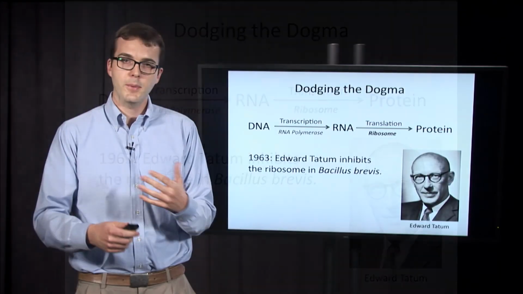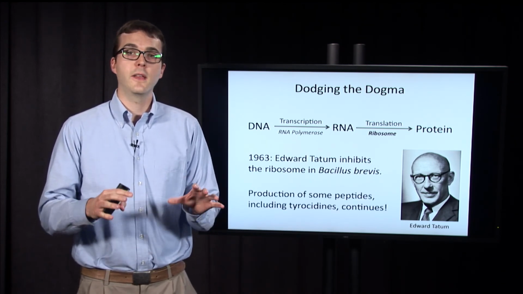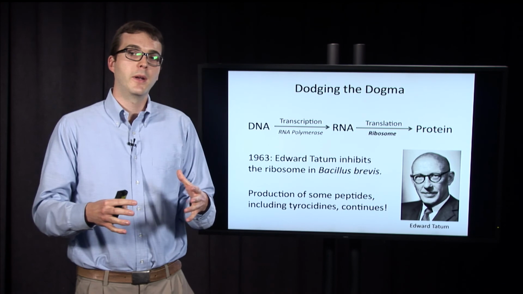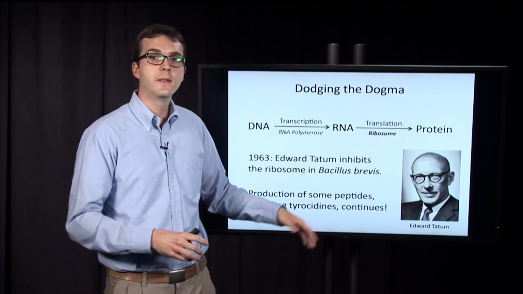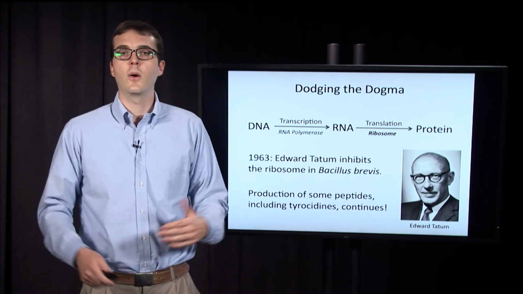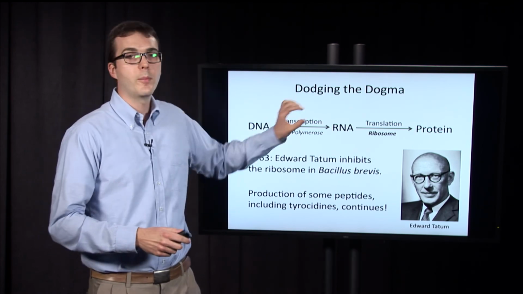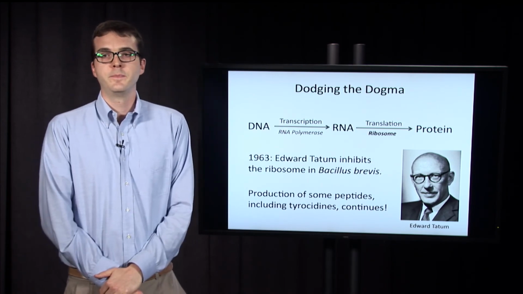He inhibits the ribosome in Bacillus brevis, and he hypothesized that all translation would stop. But instead, the production of some peptides, including the tyrosidines, like tyrosine B1, keeps going. All right, so this is a major sign that the dogma doesn't necessarily hold in all cases.